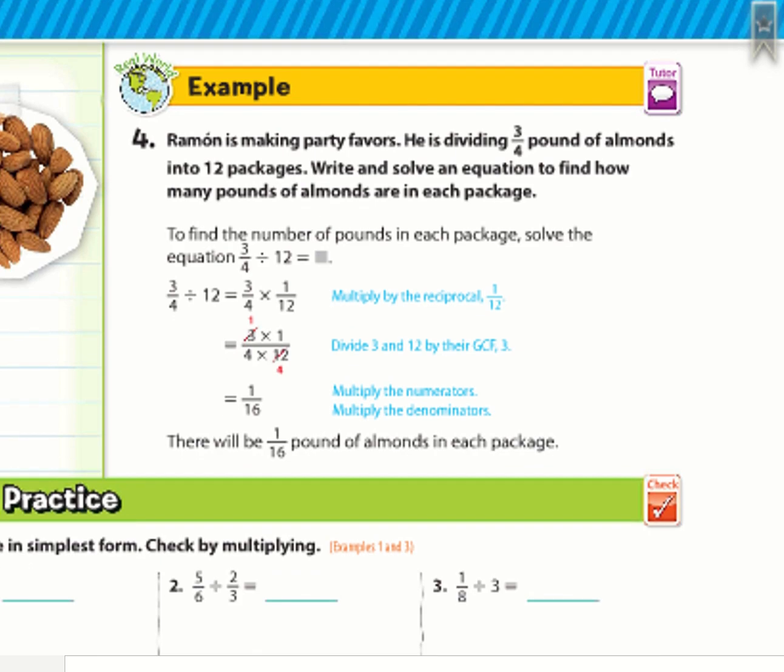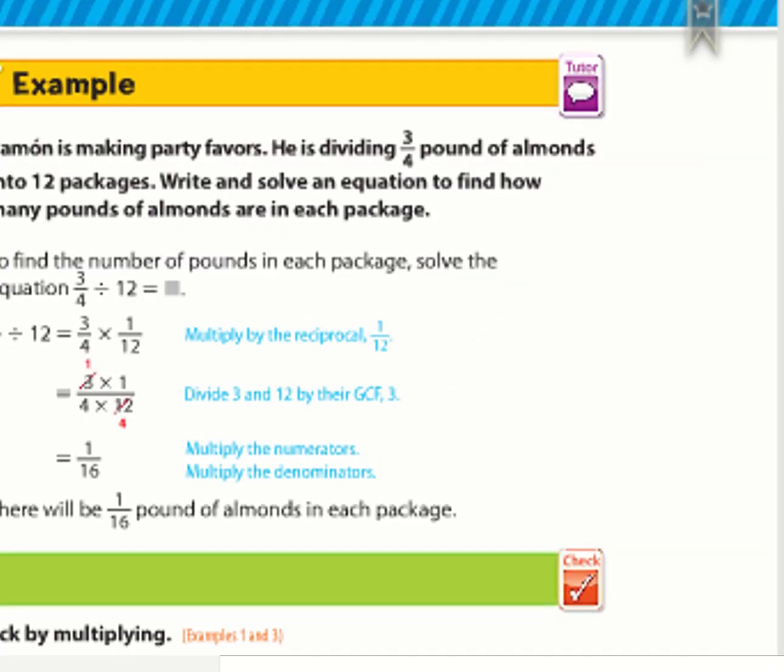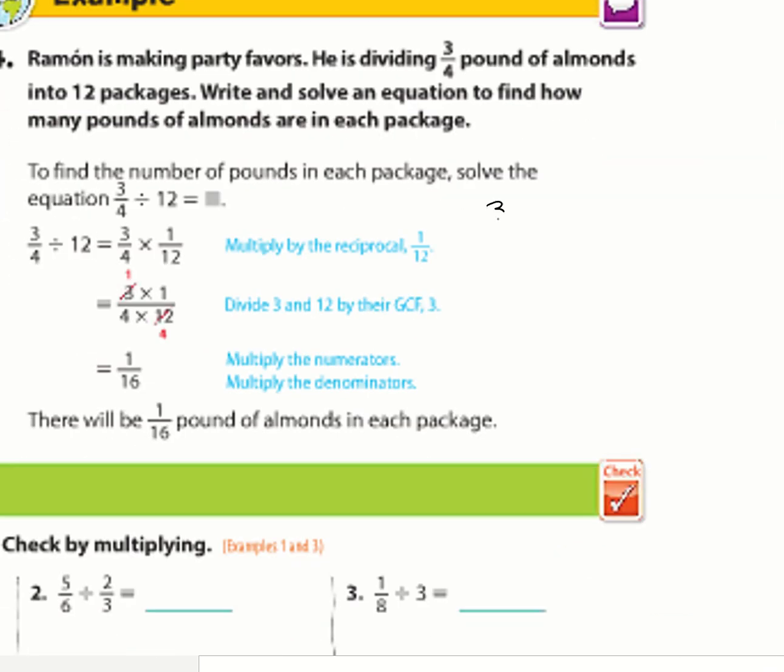So the last example. It says Ramon is making party favors. He's dividing 3/4 pound of almonds into 12 packages. Write and solve an equation to find how many pounds of almonds are in each package. So 3 over 4, division changes into a multiplication. Finding the reciprocal of 12 is 1 over 12.